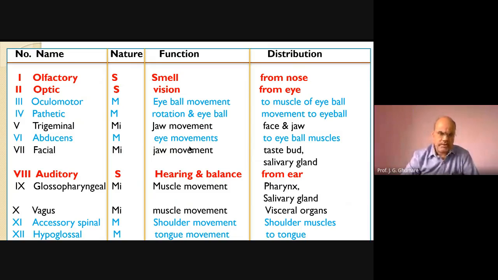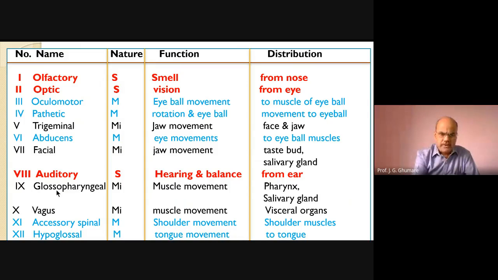Okay. Next one, eighth in the series, is auditory, sensory again, the one which is concerned with hearing and balance, the one which comes from the ear. So remember, from the nose we'll have olfactory, from the eyes we'll have optic, and from the ear, the one which will take the message to the brain. This is sensory, and it is auditory.